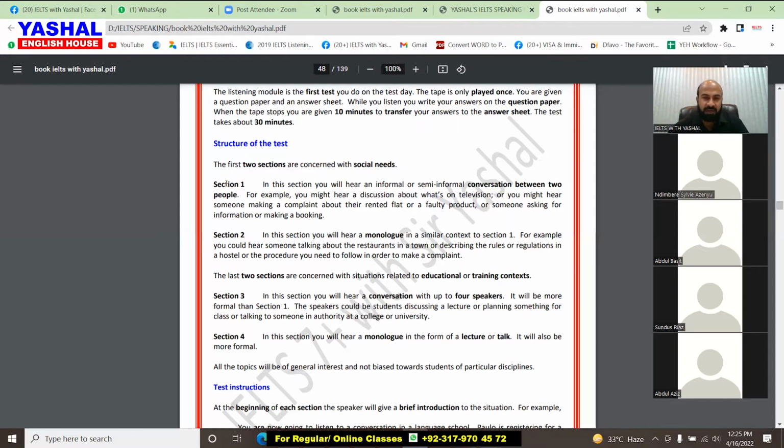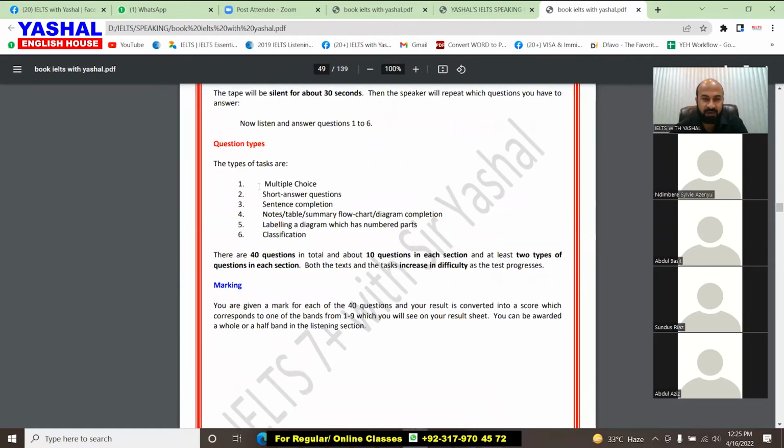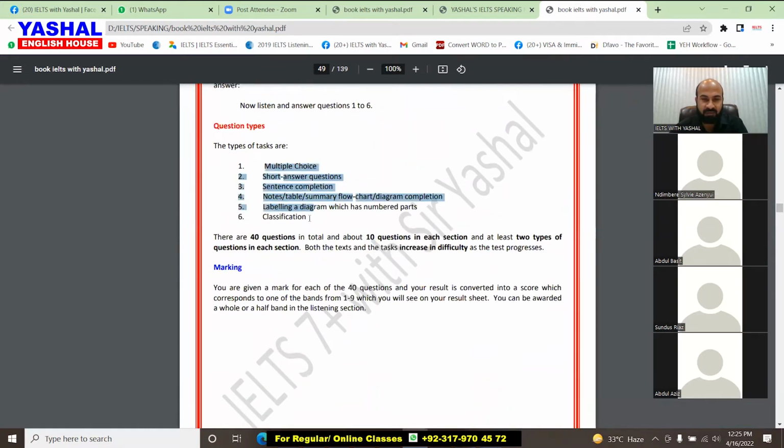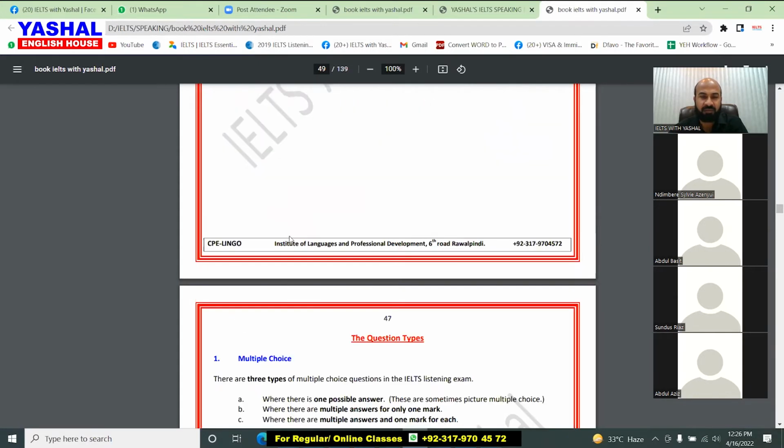Okay. In this book, we have prepared different questions about multiple choice, short answer questions, and sentence completion. There can be notes, table, summary completion, and labeling a diagram. These are the different types of questions. You are given 40 questions, 10 questions in each section, right? And you would be getting total 40 marks.